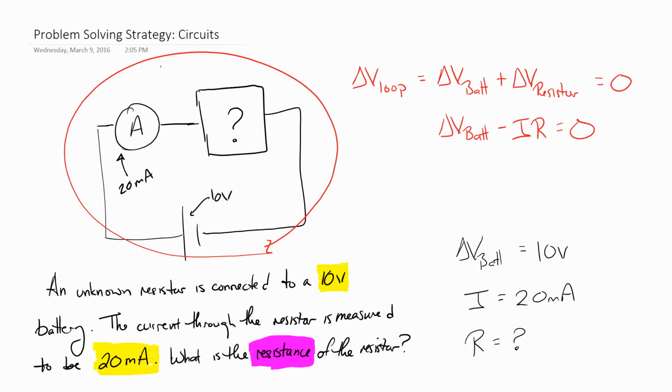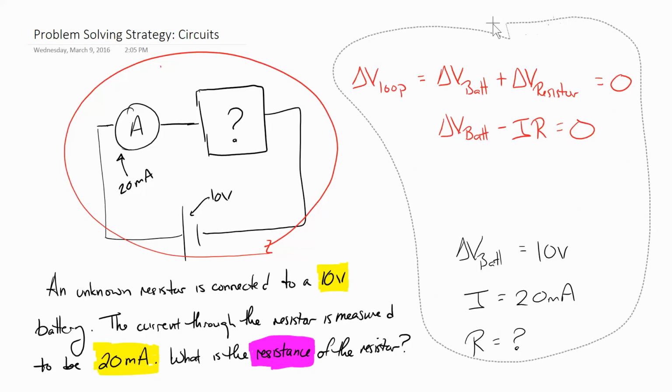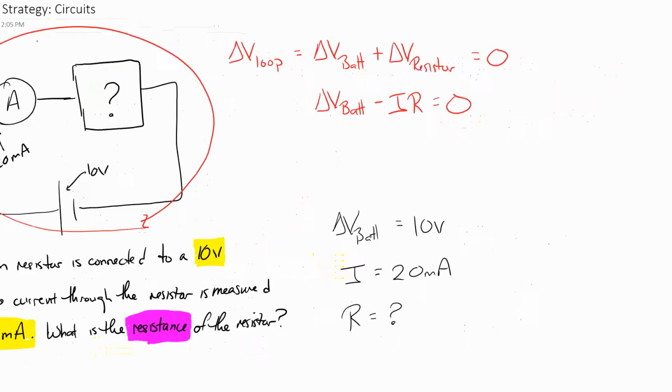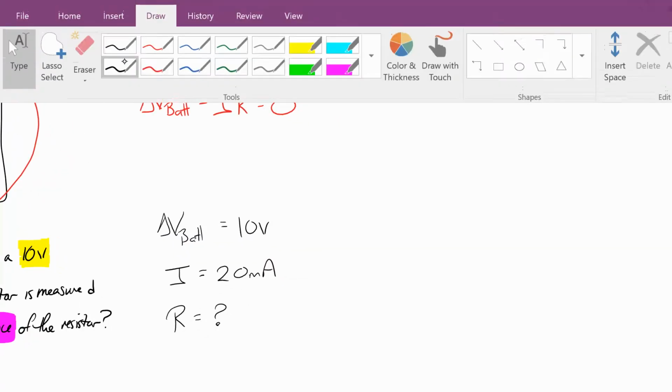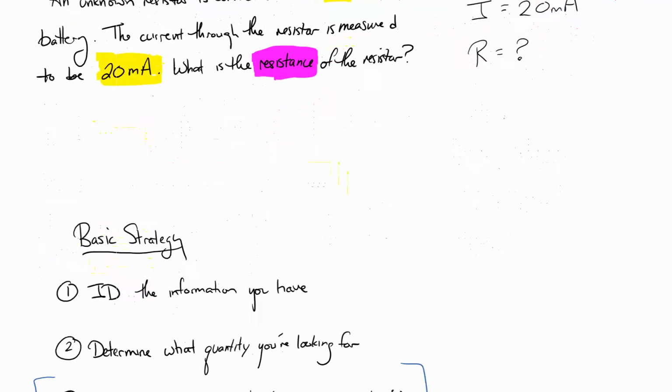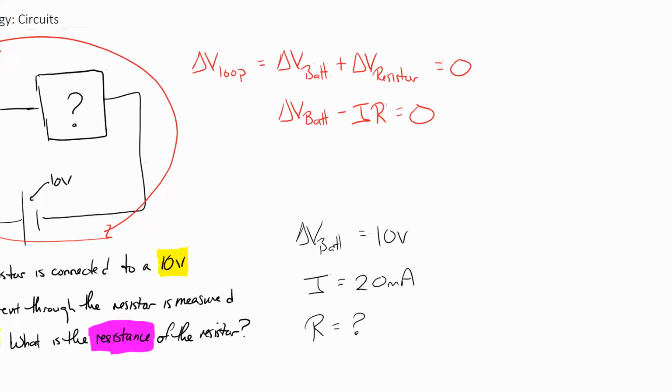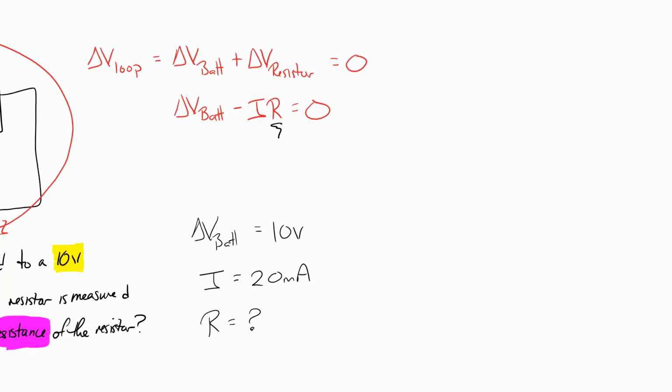So, this is all of the info that I've got for this problem. Let's see, let's drag this. Nope, that's not going to work well. We'll just slide over this way. So now, let's take a look at this. We wrote down a loop equation. Now we want to solve this thing for the quantity we want. Well, we want R. So let's do a little bit of work on this thing. If I kick IR over to the other side, I'll have delta V battery equals IR. Then I want to get R alone, so I'm going to divide both sides by I.